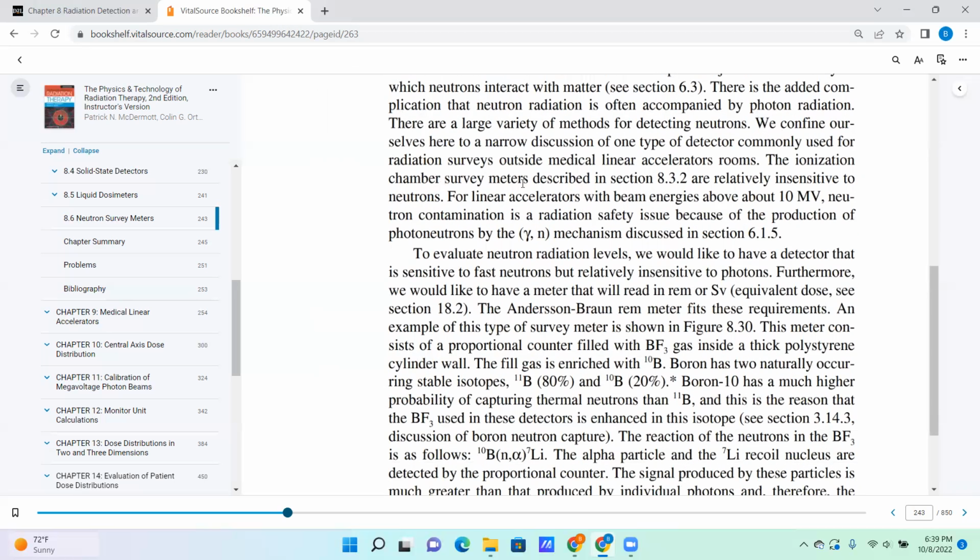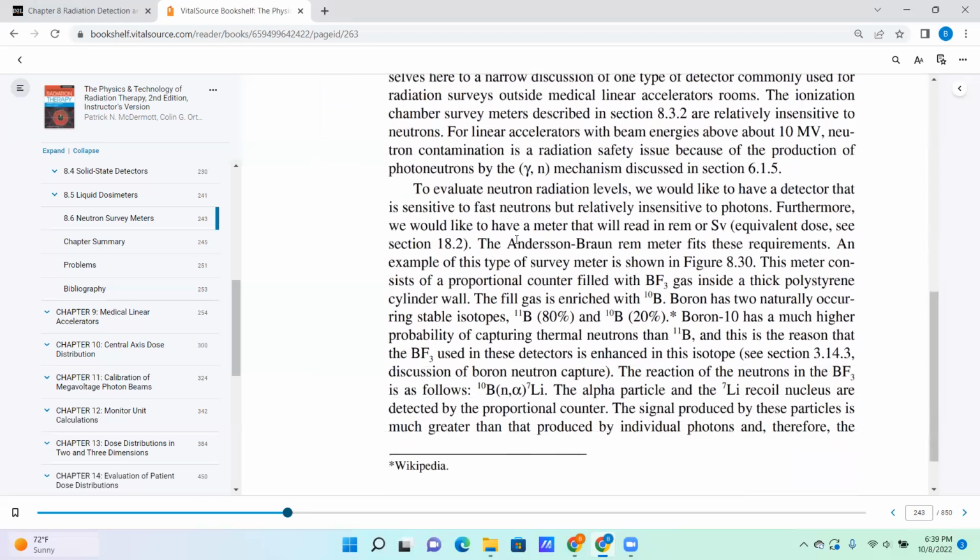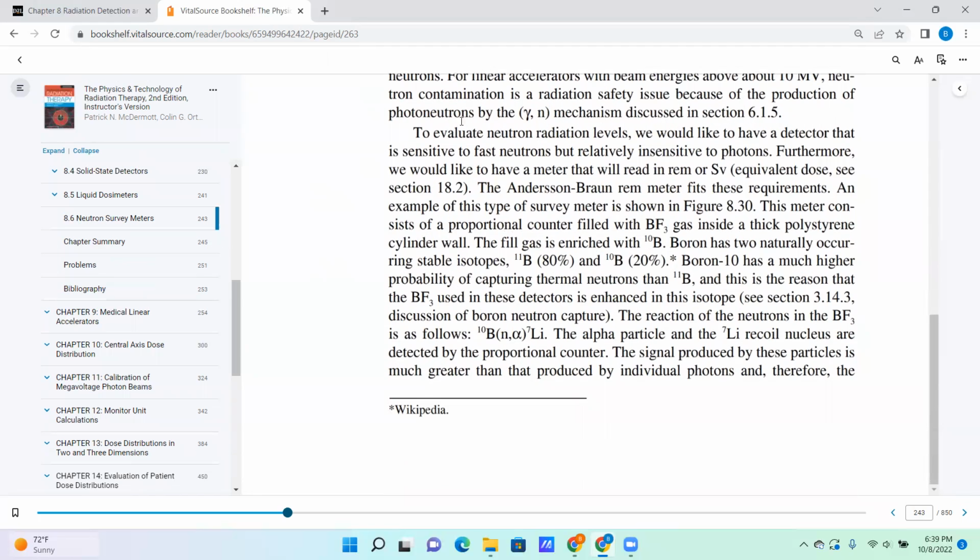The ionization chamber survey meters described in section 8.3.2 are relatively insensitive to neutrons. For linear accelerators with beam energies above 10 MV, neutron contamination is a radiation safety issue because of the production of photoneutrons by the mechanism discussed back in 6.1.5. To evaluate neutron radiation levels, we would like to have a detector that is sensitive to fast neutrons, but relatively insensitive to photons. We'd also like to have a meter that will read in rem or sieverts, which we will get to at some point. The Anderson-Braun rem meter fits all of those requirements.